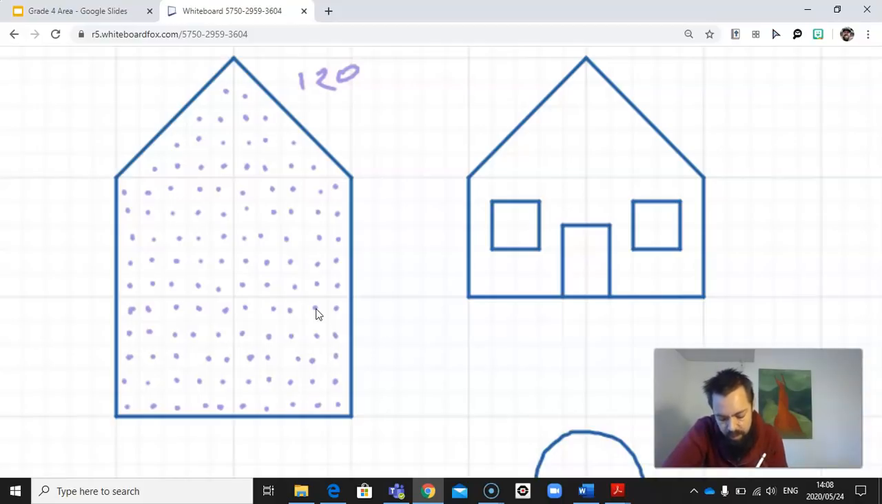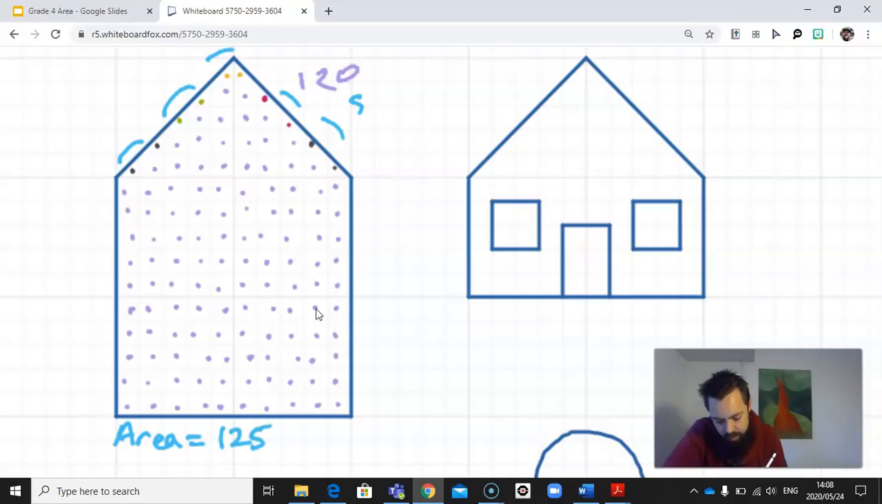But I also have these half blocks. So those two will make up a block. Those two will make up a block. Those two will make up a block. Those two will make up a block. And those two will make up a block. So that's an extra 1, 2, 3, 4, 5. So adding that to my 120 gives me 125. And so I will say for this one that the area is equal to 125 blocks.